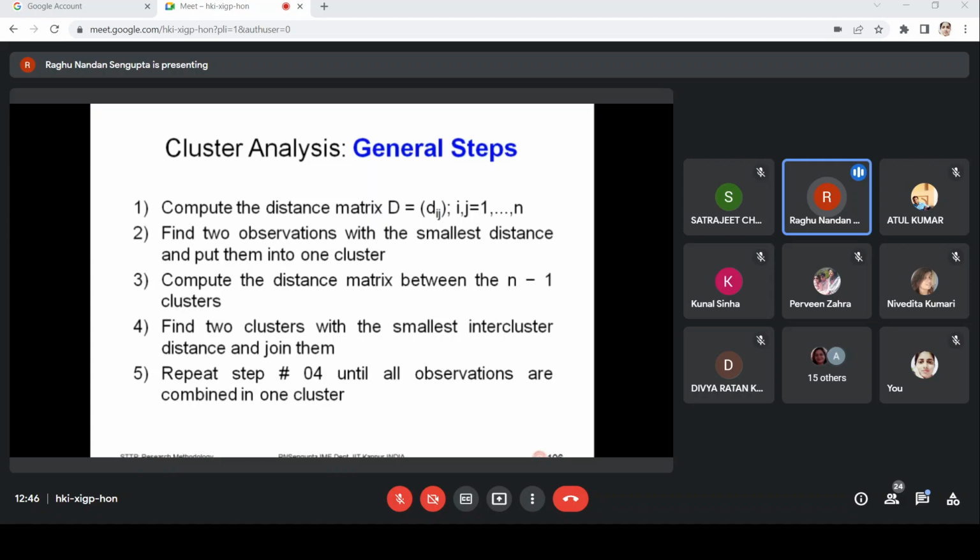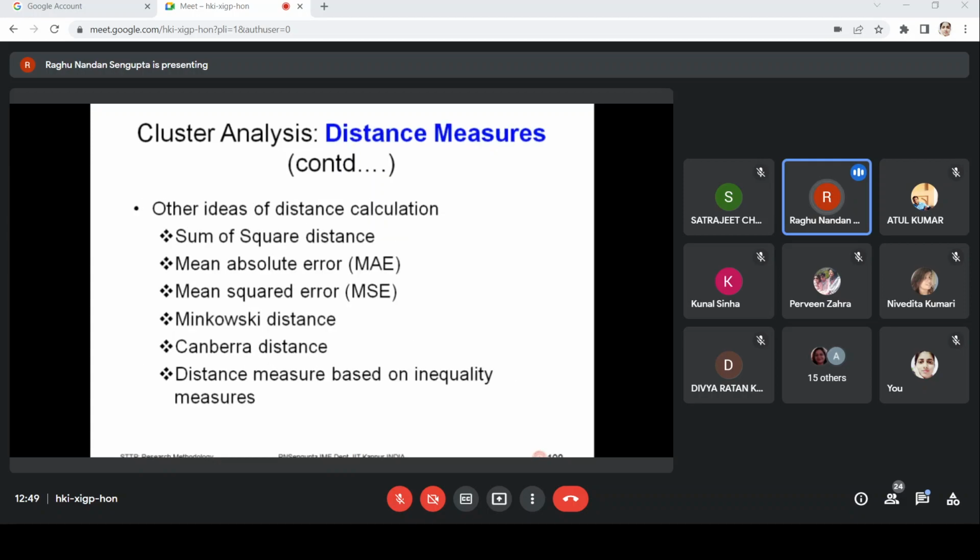Other distance calculation measures are sum of square distance, which is the simple distance squared we know. Can be mean absolute error, the difference of the distance errors. You find the mean of that absolute deviation or the distance. They can be mean squared error. That means you find the average of that distance. Like if there are three objects, you find the distance individually between them, find the square, add them up and divide by 3. There is the concept of Minkowski distance, Canberra distance, and distance measures based on inequality measures. Inequality measures are those which you have discussed, the Markov inequality, Chebyshev inequality. The distance measure can be based on those also, because they would give you the upper bound or lower bound depending on how you look at the problem.